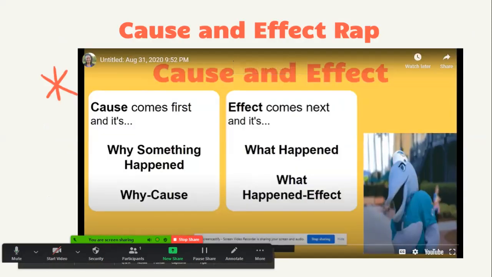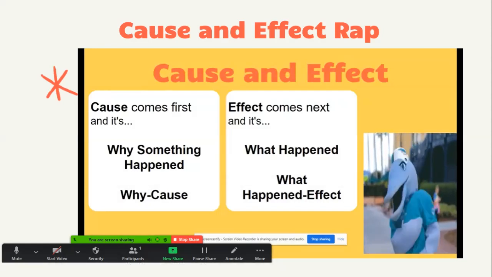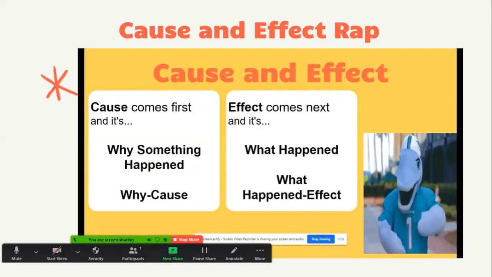Hi, I want to teach you the difference between cause and effect. Cause and effect. Are you ready? Yo, the cause comes first and is why something happened. Why? Cause. The effect comes next and it's what happened. What happened? Effect.